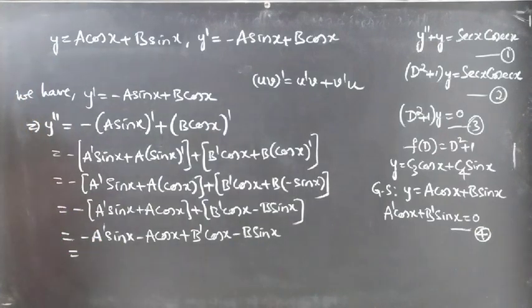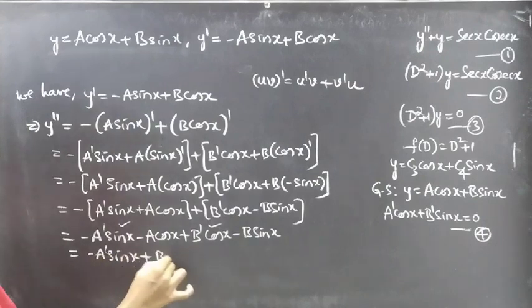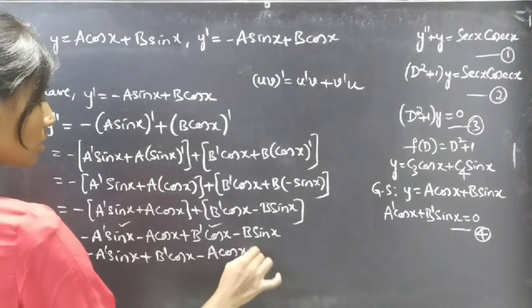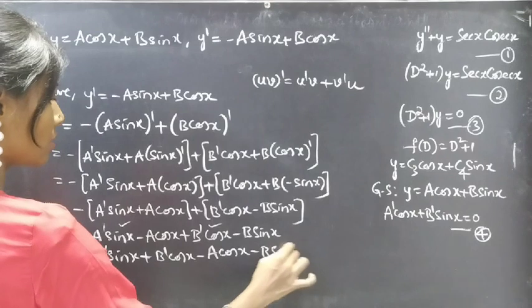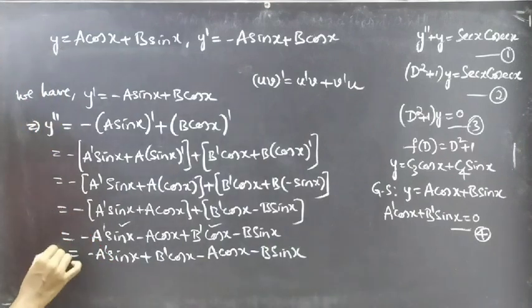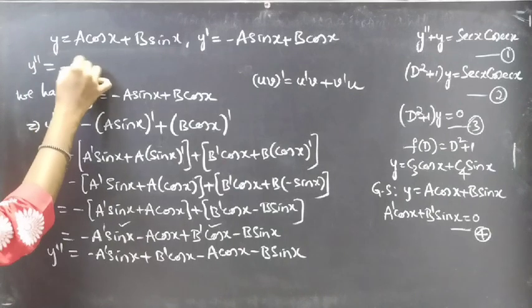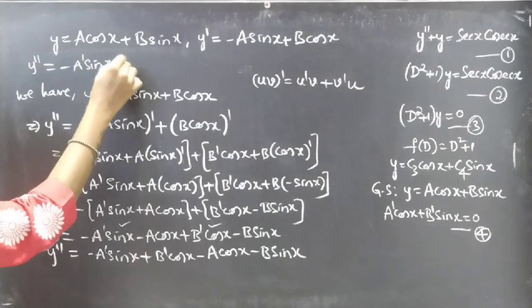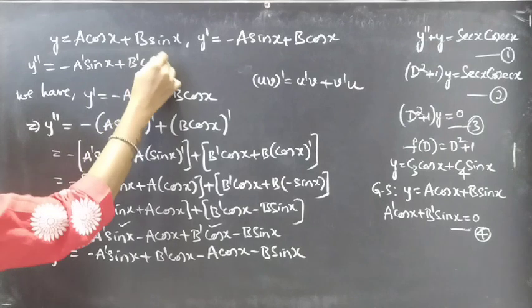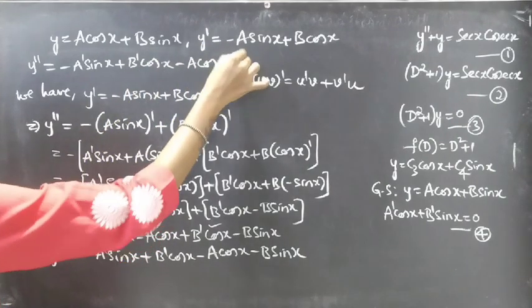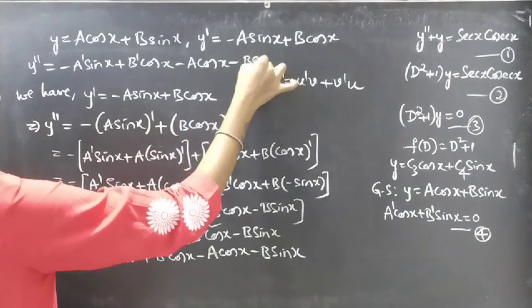Now let's write the terms involving a dash and b dash. Firstly, we'll get minus a dash sin x plus b dash cos x minus a cos x minus b sin x, right? So we got y double dash equals minus a dash sin x plus b dash cos x minus a cos x minus b sin x.